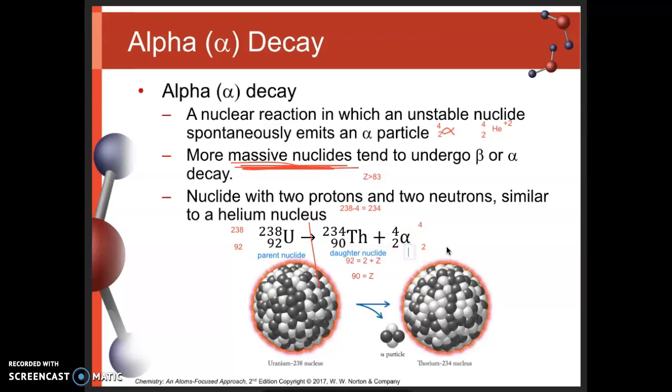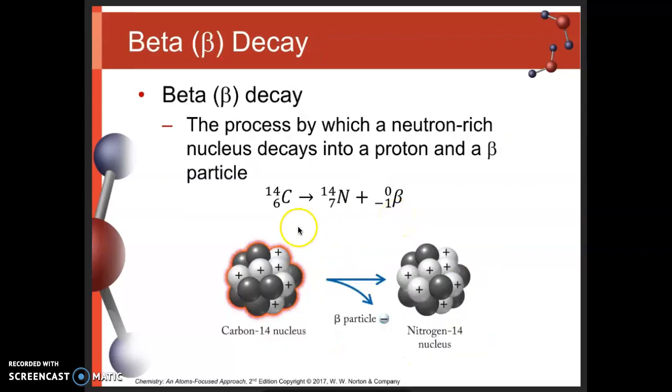And then the alpha particle is our radioactive particle, which in this case was an alpha particle. So that's alpha decay. Now, a common secondary kind of radioactive decay is something called beta decay. Now, beta decay comes in a couple of different forms.